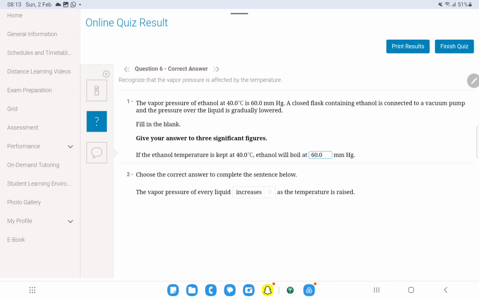The vapor pressure is in a closed container. You have the liquid here, and the vapor pressure is the pressure of the gas particles of the liquid hitting the surface and the walls of the container. So as temperature increases, more gas particles will evaporate, so the vapor pressure will increase.